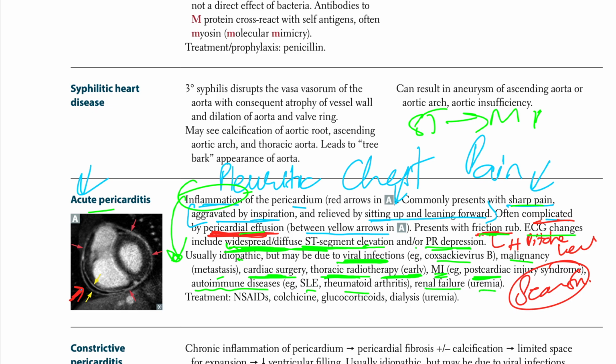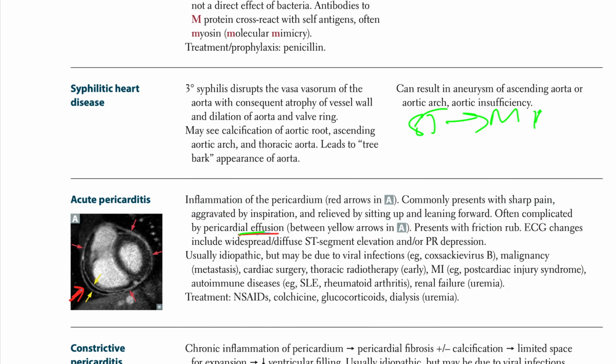So there could be any cause. If you try to memorize all of them, what are you going to get? I guess you'll be able to know, okay, MI causes pericarditis with Dressler syndrome, post-cardiac injury syndrome. Autoimmune could cause it: SLE, rheumatoid. Renal failure, uremia can cause it. Coxsackie B, all of these are things that can cause it. Treatment is NSAID, colchicine, glucocorticoid, or for uremia, do dialysis.